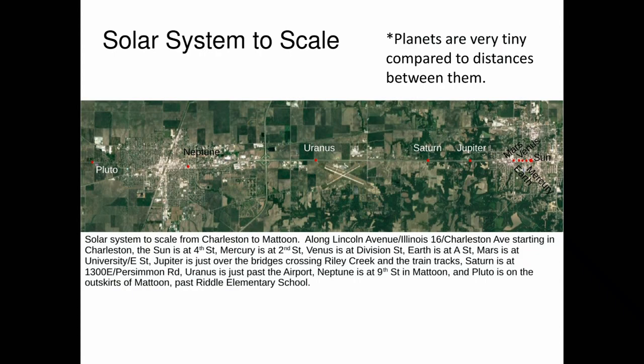And if I were to actually have this drawn to scale, the planets themselves, you wouldn't be able to see the dots on the map. So planets are very small compared to the distances between them.